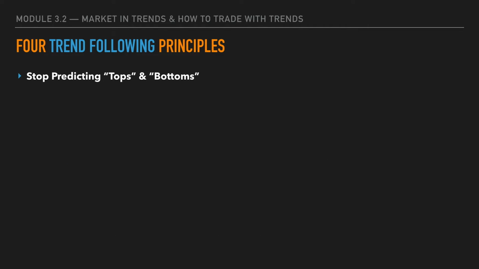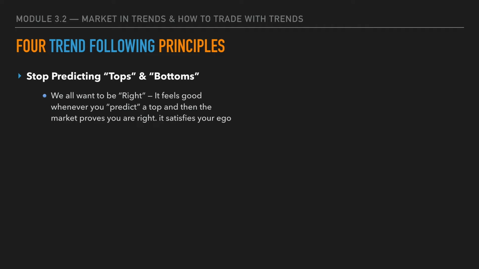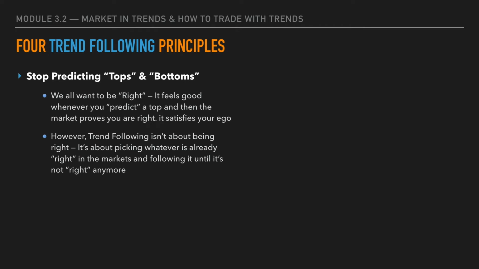And the final secret principle of trend following is trend followers do not pick tops and bottoms. We all want to be right. It feels good whenever you predict a top or bottom of the market that proves you're right. You feel like a superhero. It satisfies your ego. If ego is your top priority, then you should never be a trader, because trend following is not about being right. It's about picking whatever is already right and following it until it's not right anymore.